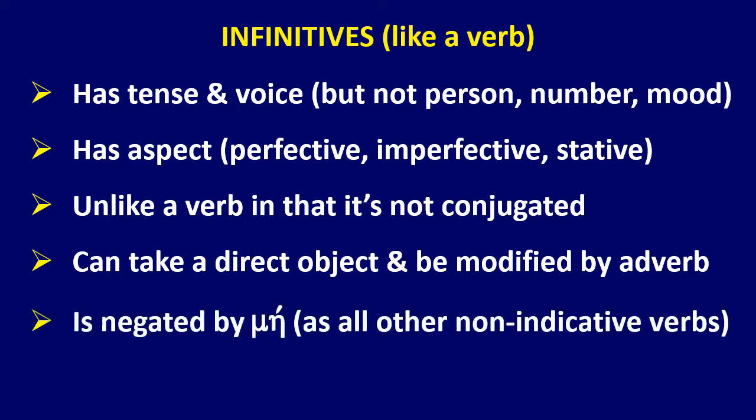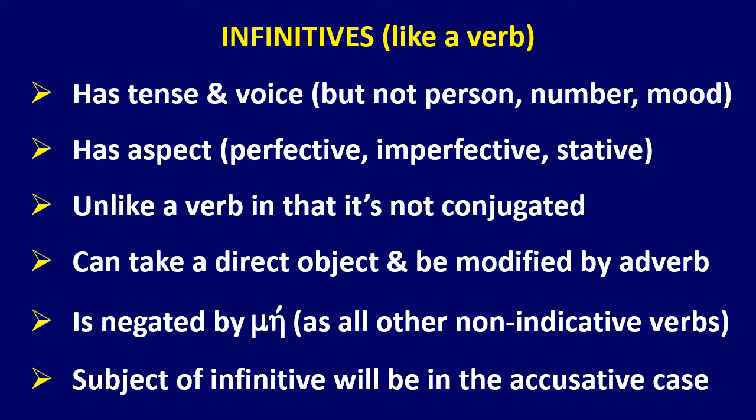And they're negated by the word mē, not ou, because ou is used as the word of negation for indicative mood verbs, whereas mē is used for all non-indicatives, and that would include infinitives and participles. Likewise, they're like verbs in the sense that the subject of the infinitive, because it's not built in, but when one is supplied in the context, you'll see that that word is going to be in the accusative case. We call that the subject accusative.